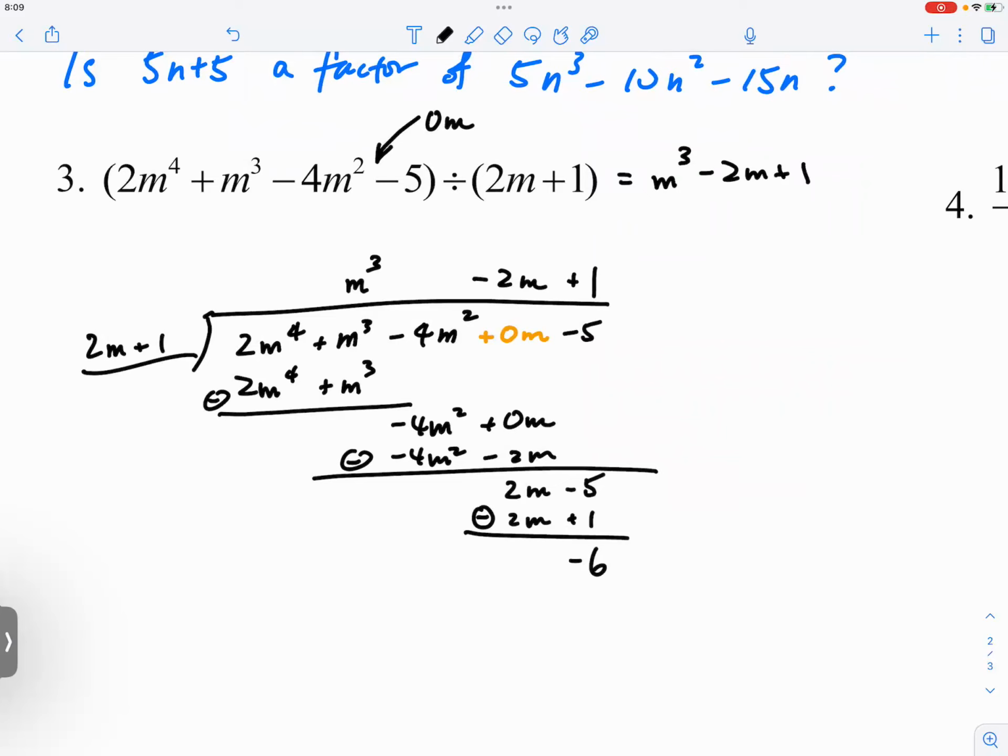Now you can do plus negative 6 over 2m plus 1. Okay, you can do this. Or just to make it nicer and a bit less clumsy, you can combine the negative with the plus sign, so it becomes minus 6 over 2m plus 1.